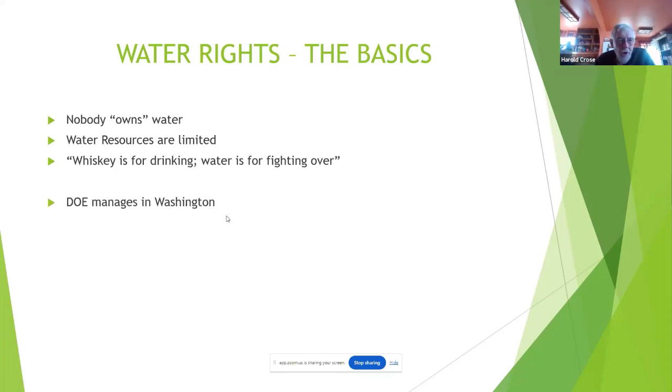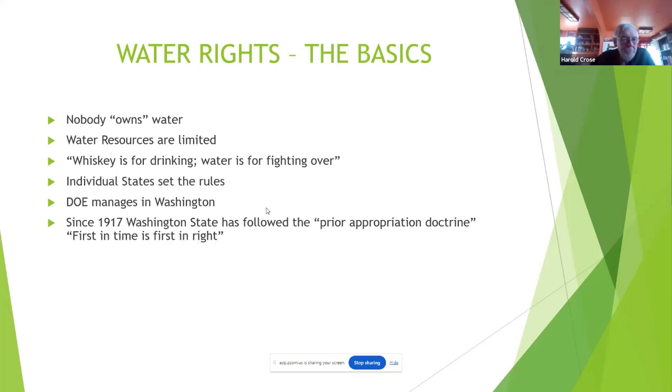The Department of Ecology manages the water in Washington state. The water rights are run through the Department of Ecology. They basically set the rules for that in the state of Washington. Individual states set their own rules, so you could be in Idaho under a different set of rules, or in Oregon, and Washington, so it's different. Since 1917, Washington state has followed the prior appropriation doctrine, meaning first in time is first in right. And that's still in place today.